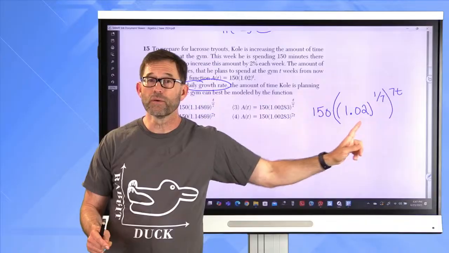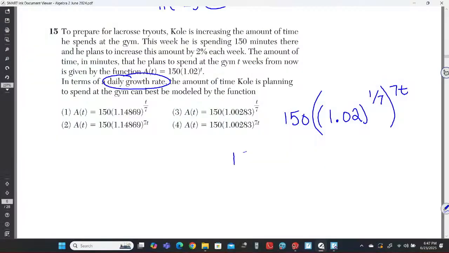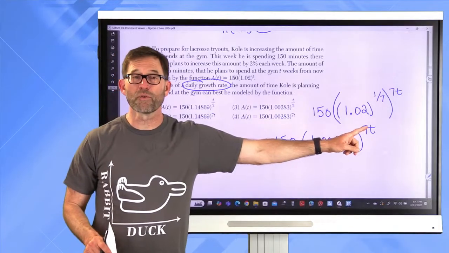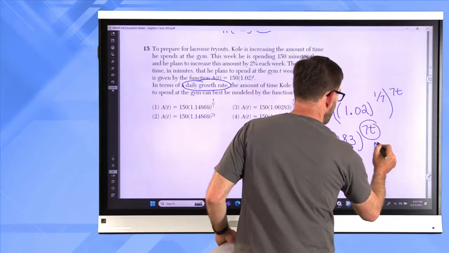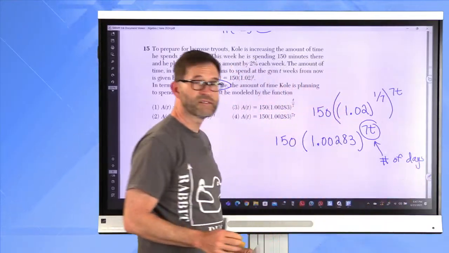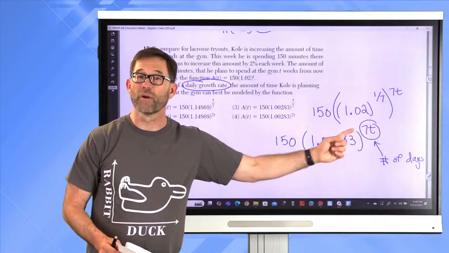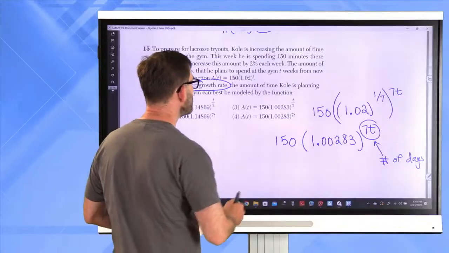Now on my calculator I would put 1.02 to the 1/7 in there, and I won't go through that, because it's easy enough to do, and it gives me 1.00283 to the 7t. Now keep in mind, t is the number of weeks, so 7 times t is the number of days. And that makes sense, because if I've got my daily rate raised to the number of days, then the model makes sense. So where is that particular one? It's right here.